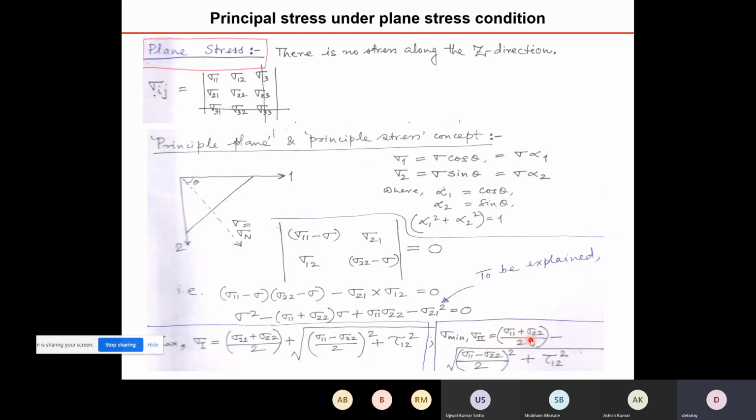It equals (sigma 11 plus sigma 22)/2, but in place of plus, it will be minus, because the final expression will be plus minus. So the plus value will be the higher value, sigma 1, and the minus value will be the lower value, that is sigma 2. Sigma max and sigma min. So these two are the principal stress values that you will get.